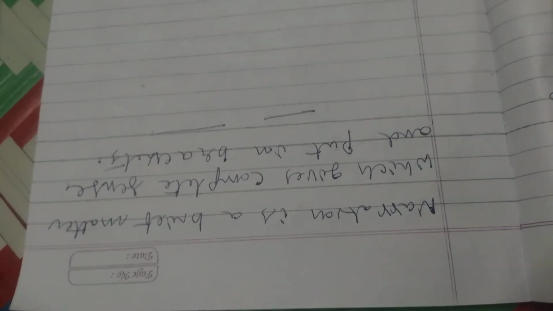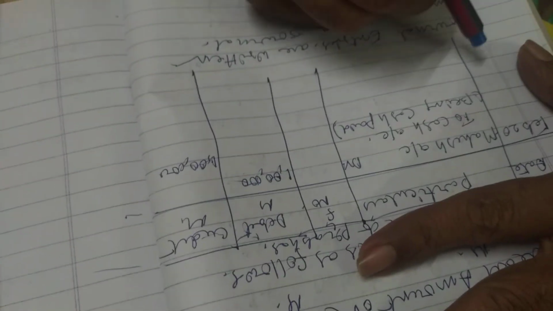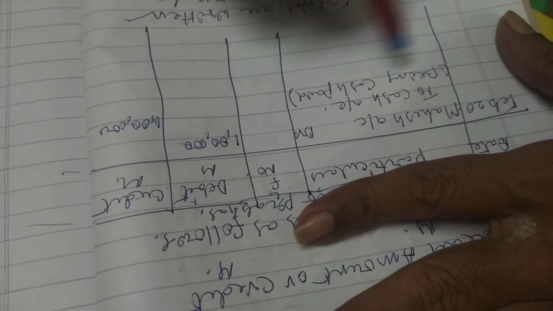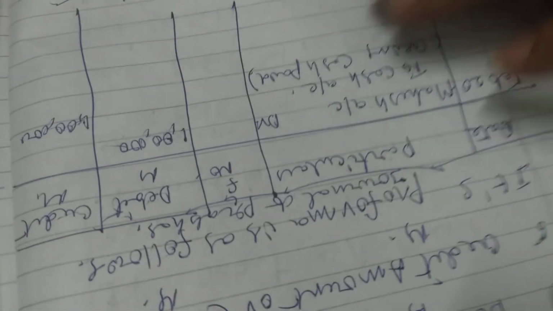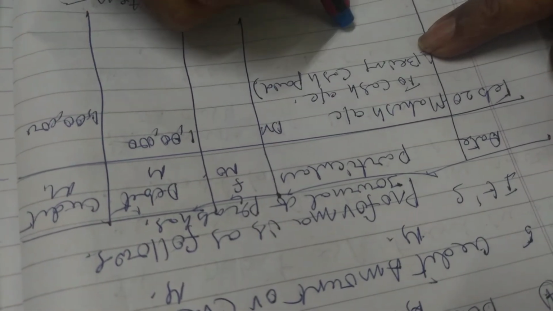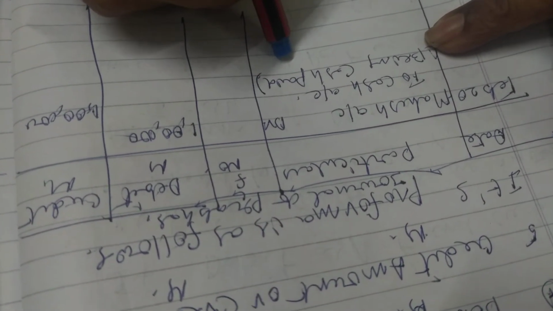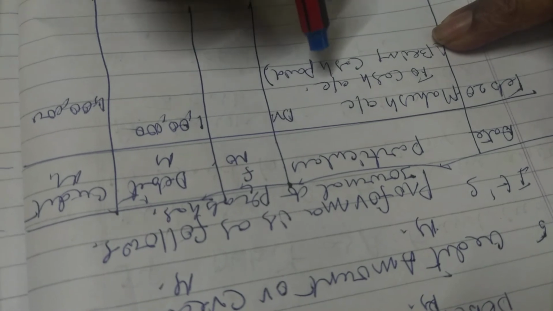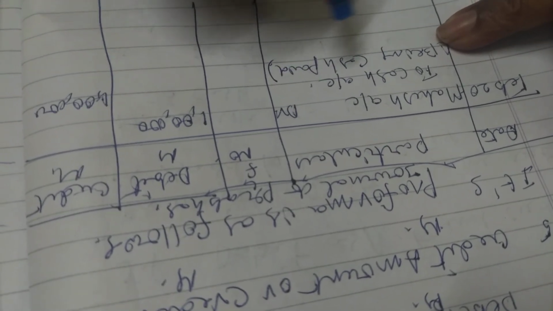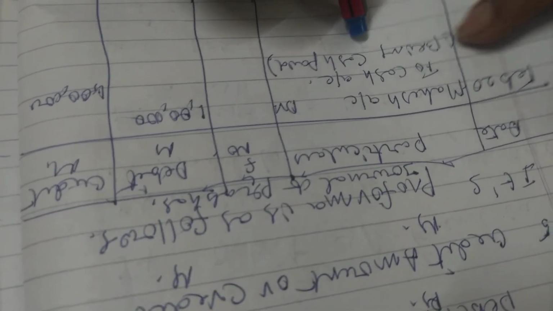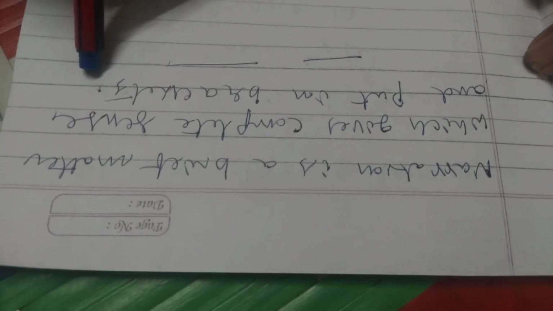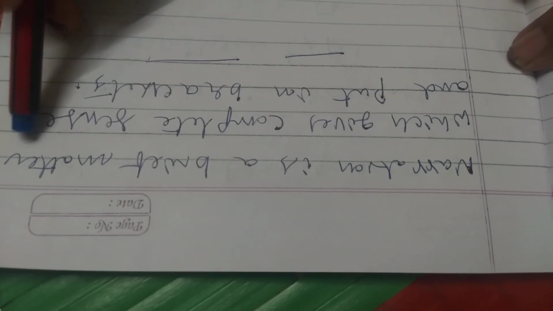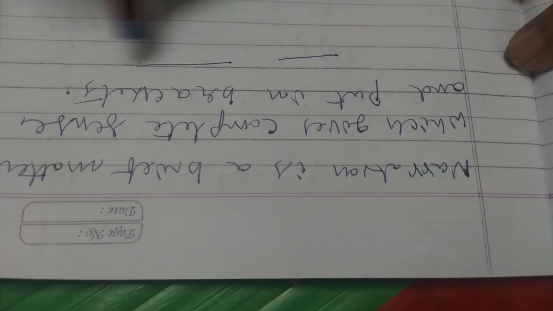Narration, I have already explained. It is written in brackets. It is very simple but gives more understanding. Without narration, there is no entry. Without narration, we should not write. If we write, it is cancelled. Remember, narration is very important. Narration is a brief matter which gives complete sense and is put in brackets.